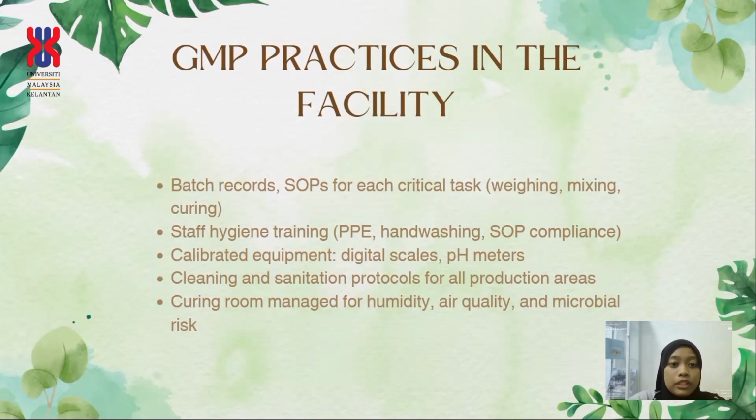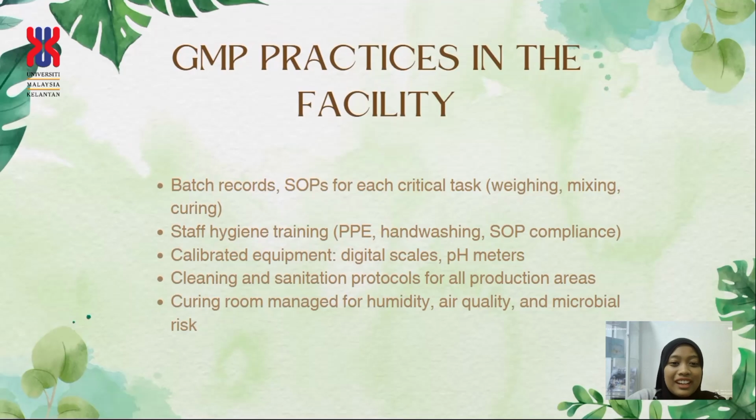First, SOPs and batch records are used at every stage, from weighing to curing, to ensure consistency and traceability. Second is staff hygiene. It's enforced through PPE, training, and sanitation procedures. And for the third, equipment like pH meters and digital scales are regularly calibrated to maintain accuracy. And 4, a strict cleaning and sanitation schedule is in place, especially for tools and surfaces in contact with the product. And the last one is the curing room.